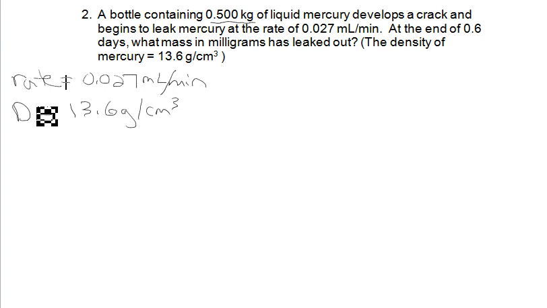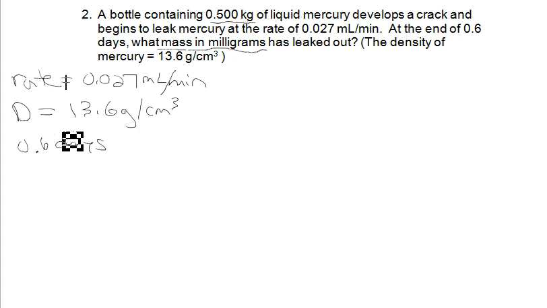That's really not important to the problem as far as the calculation. We might want to come back and look at that. So the whole bottle has half a kilogram, but the question's asking what mass is leaked out. So out of half a kilogram, how much is leaked out of that amount? And they also tell us the time. The time that this is leaking is 0.6 days.